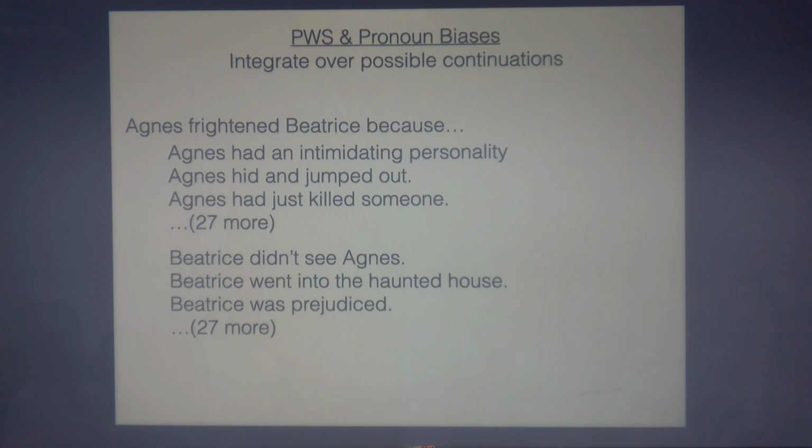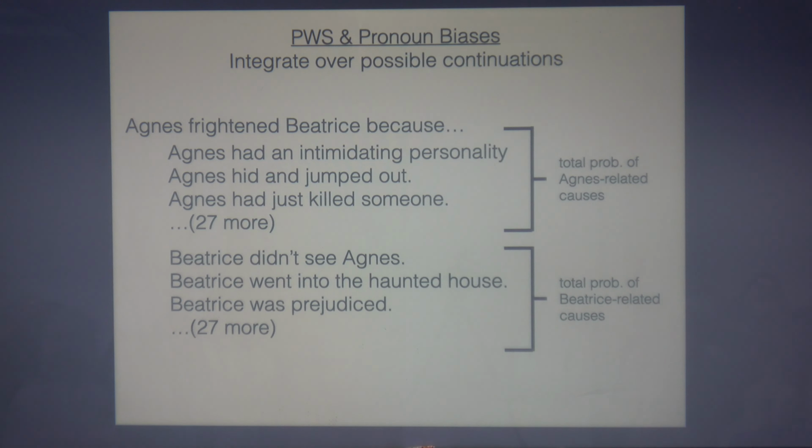Now we get another set of subjects to go through and rate the probabilities of these events, right? So: Agnes had an intimidating personality. How likely is it that this would cause Agnes to frighten Beatrice? Agnes hid and jumped out. How likely is it that this would cause Agnes to frighten Beatrice, etc.? So you get probabilities for all of those sentences, for all 30 Agnes sentences, and we add up those probabilities. We get probabilities for the 30 Beatrice explanations and add those up. Those are our probabilities now, right? That is integrating over possible continuations. We get the estimate of total probability of Agnes- and Beatrice-related causes.